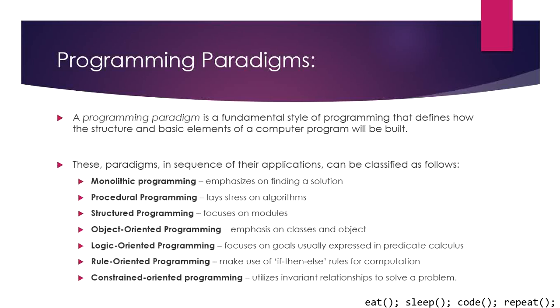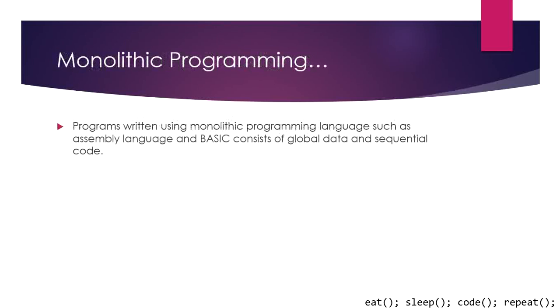Then we have logic oriented programming, which focuses on goals usually expressed in predicate calculus. Rules oriented programming makes use of if-then-else rules of computation. Then we have constraint oriented programming, which utilizes invariant relationships to solve the problem. So these 4 are important: monolithic, procedural, structured, and object oriented programming. Okay, so let's move towards monolithic programming.